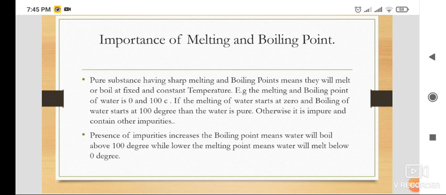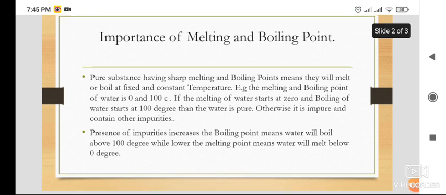What is the importance of melting and boiling point? Pure substances have sharp melting and boiling points, meaning they will melt or boil at a fixed and constant temperature. For example, the melting and boiling points of water are 0 degree centigrade and 100 degree centigrade. If the melting of water starts at 0 and boiling of water starts at 100 degree, then the water is pure.